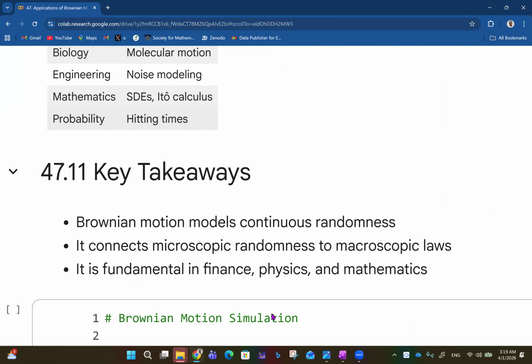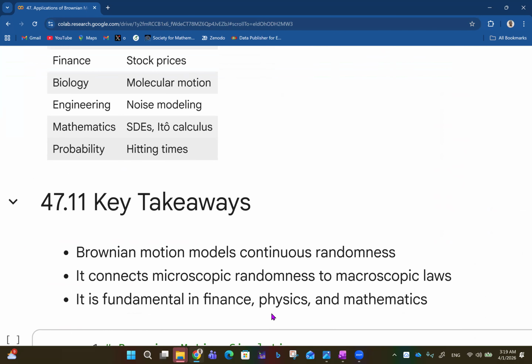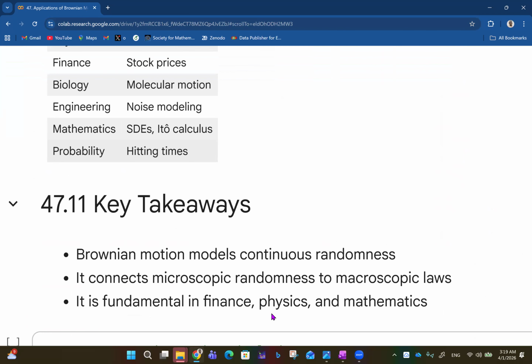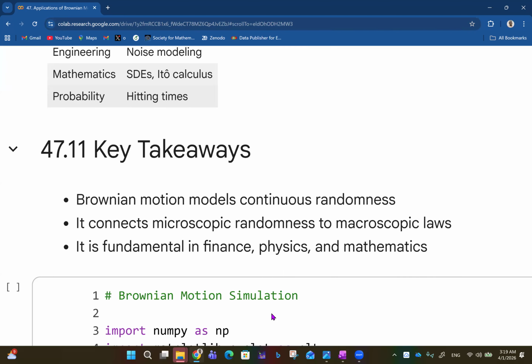So some key takeaways from this now then is that Brownian motion models continuous randomness. It connects microscopic randomness to macroscopic laws, and it is fundamental in finance, physics, and mathematics.